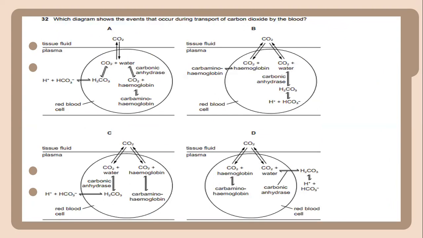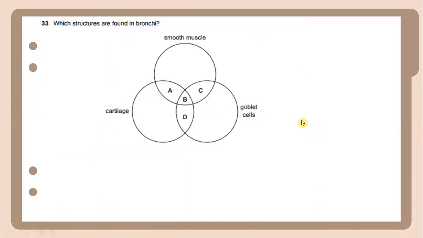Number 32, which diagram shows the events that occur during transport of carbon dioxide by the blood? For this question, the answer should be C. And number 33, which structures are found in bronchi?